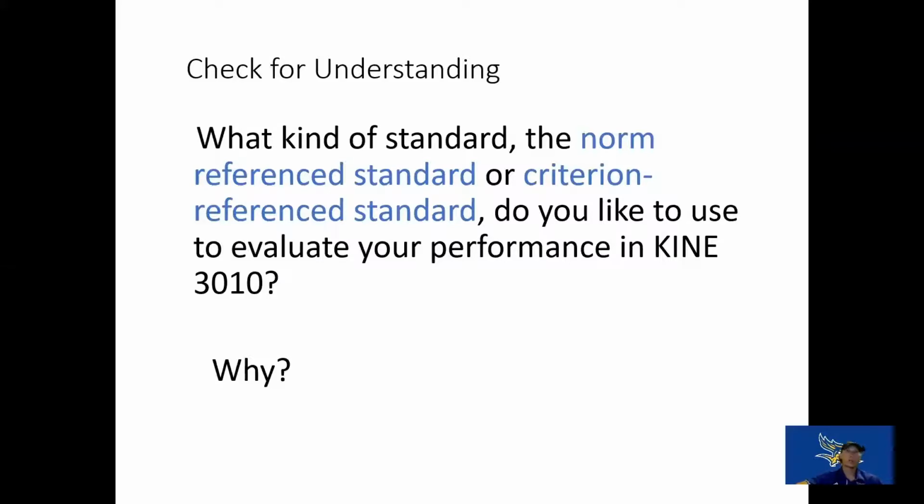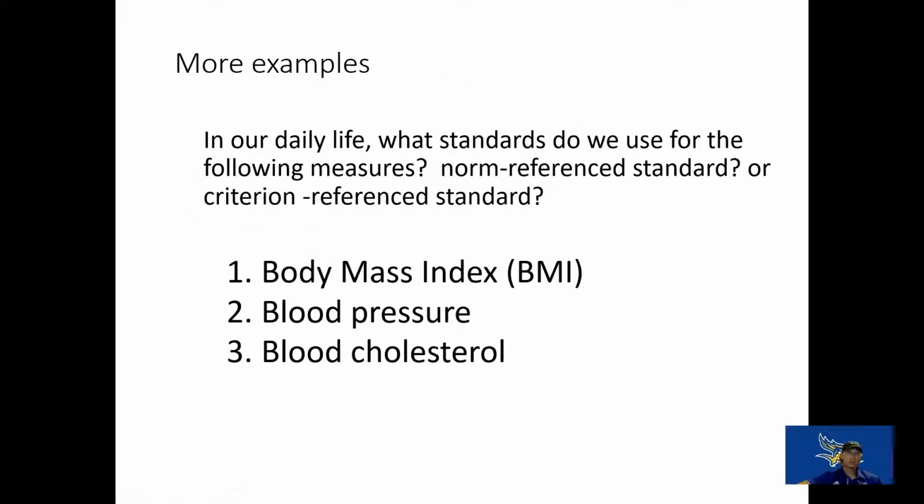So there's pluses and minuses to each, but it really depends on where we're using them, what's the context. I want you to think about some of these examples within daily life. Okay, things that you may have seen, especially in kinesiology, things like body mass index, blood pressure, cholesterol levels. Are these norm referenced or are these criterion referenced? So pause for a second, think, what do you think each one is?